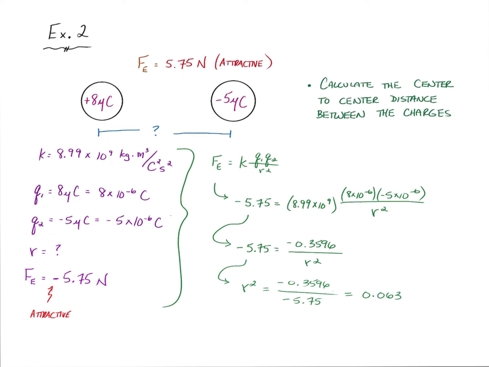So you determine R squared is 0.063. And then if I take the square root of both sides, you'll find that these two charges must have a center to center distance of 0.25 meters or 25 centimeters between them.